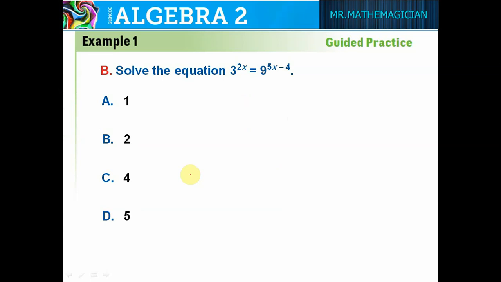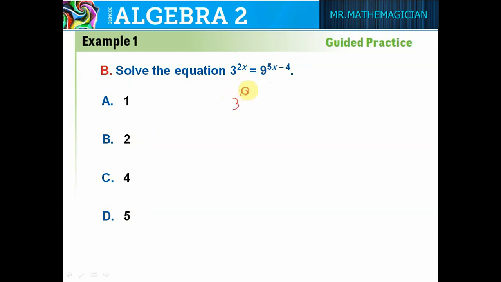Now, another example. Solve the equation 3 to the power of 2x equals 9 to the power of 5x minus 4. Of course, if you don't want to solve, you can try 1, substitute with 1, and check if the left-hand side equals the right-hand side or not. Substitute with 2, 4, and 5 to know which choice is accurate. But now, I would like to show you how to solve.